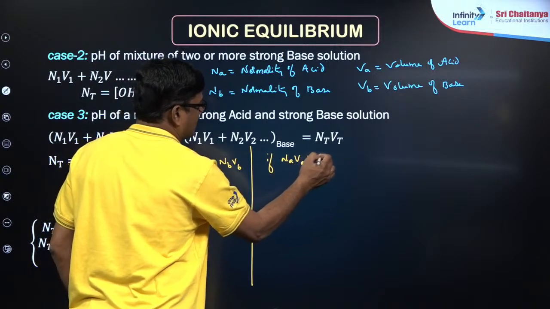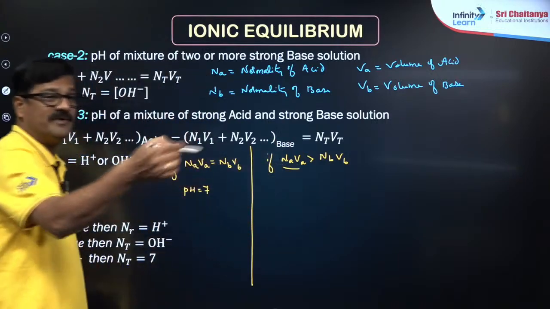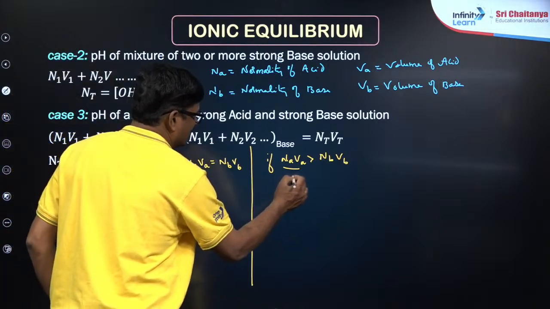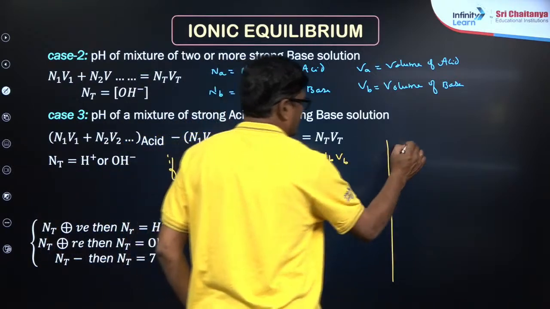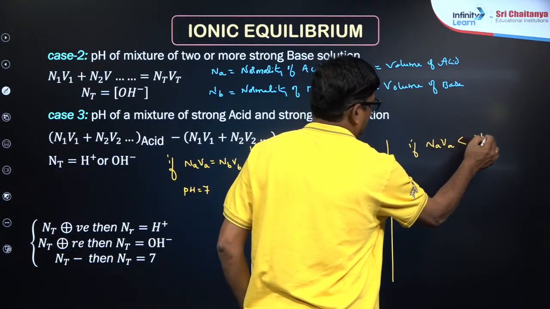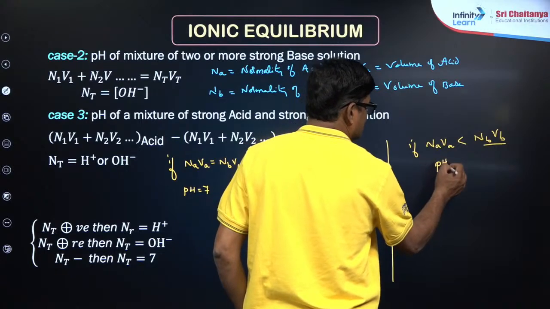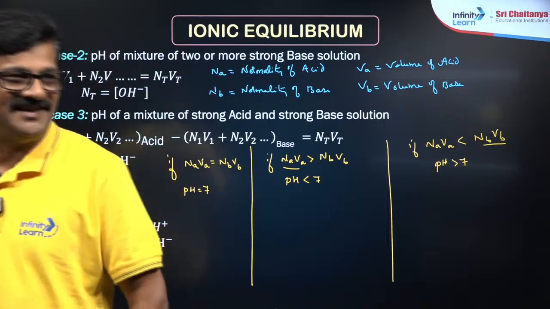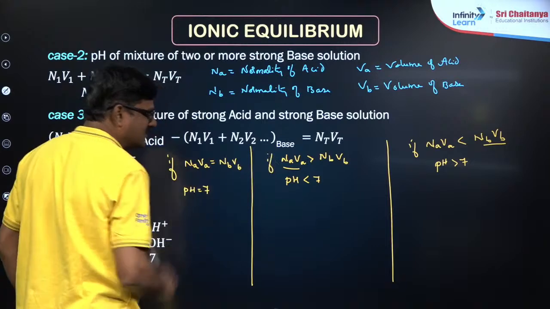If NaVA is greater than NbVb, then acid is dominating, so pH is going to be less than 7. Now let us see, if NaVA is less than NbVb, then base is dominating, pH is greater than 7. See how beautiful the chemistry is. Now we can see it is less than 7. Now how to calculate this pH?